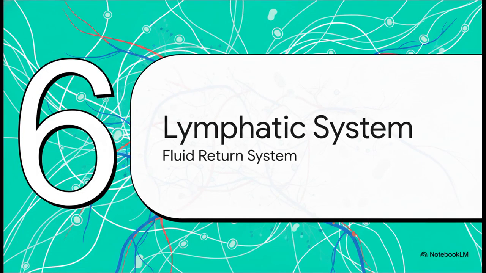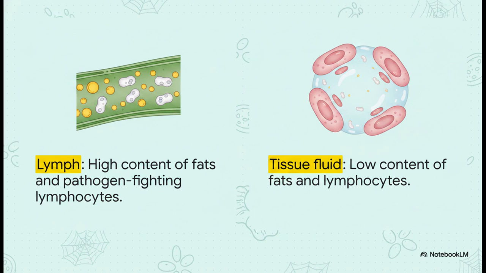Finally, Section 6. The lymphatic system. Okay, so when high-pressure blood rushes into your capillaries, fluid physically gets squeezed out into the tiny spaces between your cells. We call this tissue fluid, and it bathes your cells in nutrients. Now, about 85% of this fluid gets sucked back into the blood at the venule end. But what about the leftover 15%?